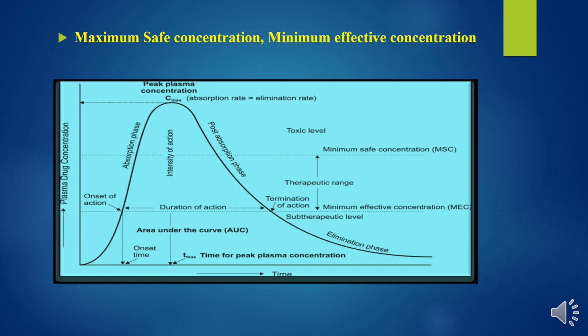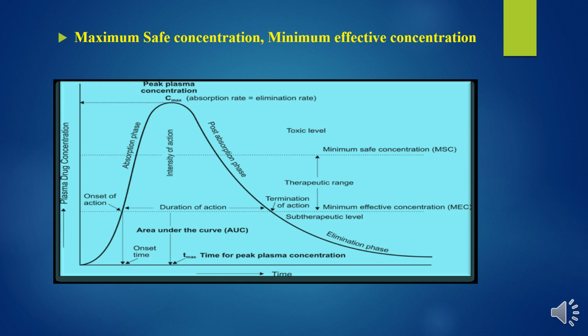So the first question is about maximum safe concentration and minimum effective concentration. Here we have to draw a graph of plasma concentration versus time. So we can see a curve like this. We can see the onset of action, onset time, then first the absorption phase. After that the absorption rate becomes equal to the elimination rate, and after that post absorption, and finally the elimination phase. So we can see two terms, the MSC, maximum safe concentration, and the minimum effective concentration. We can see the duration of action, AUC, like that.